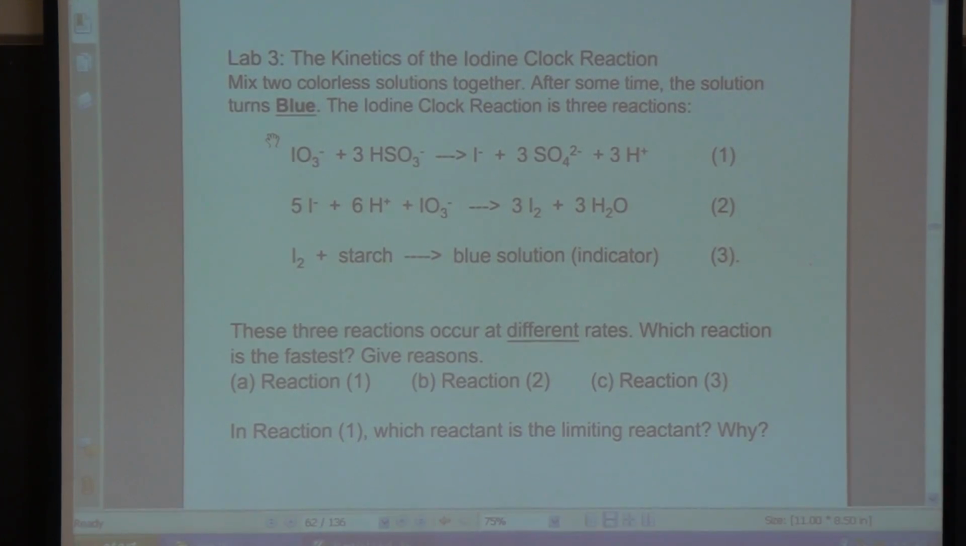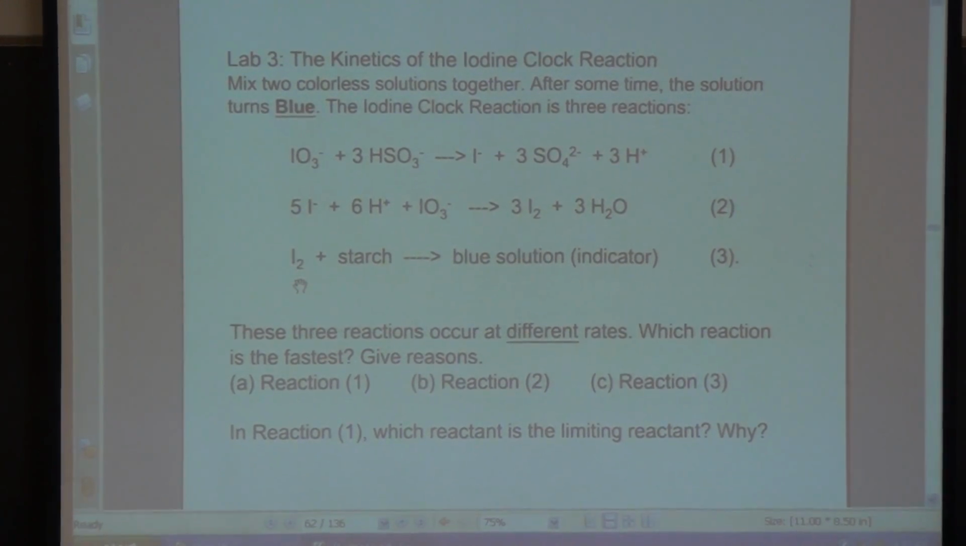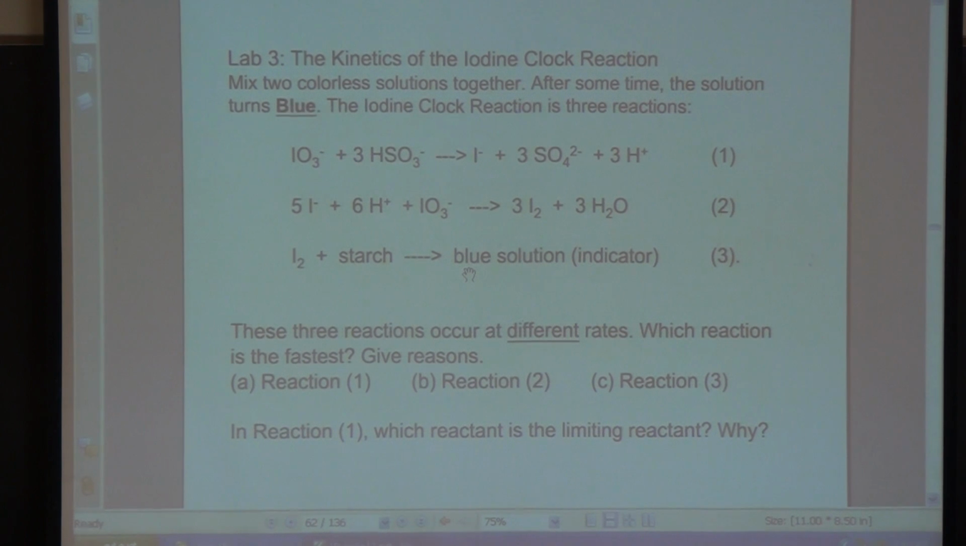Anyway, this iodine clock reaction consists of 3 reactions. There are the 3 reactions on the chalkboard. The reaction which makes these solutions turn blue is this last one. It turns out that iodine, I2, in the presence of starch, will make a blue solution. Turns out that these 3 reactions occur at different rates. So of these 3 reactions, which reaction do you think is the fast reaction? Reaction 1, reaction 2, or reaction 3?